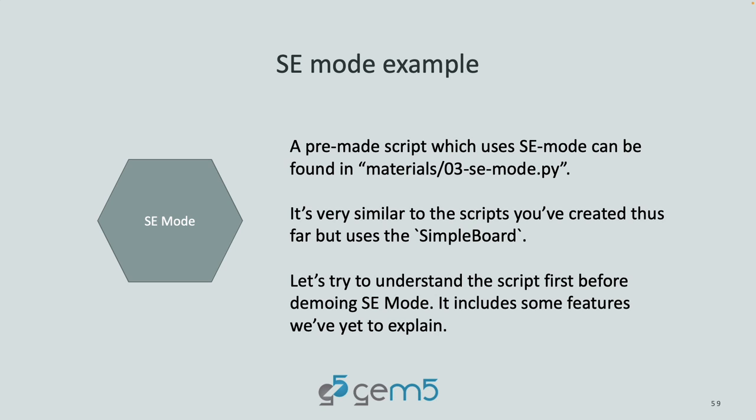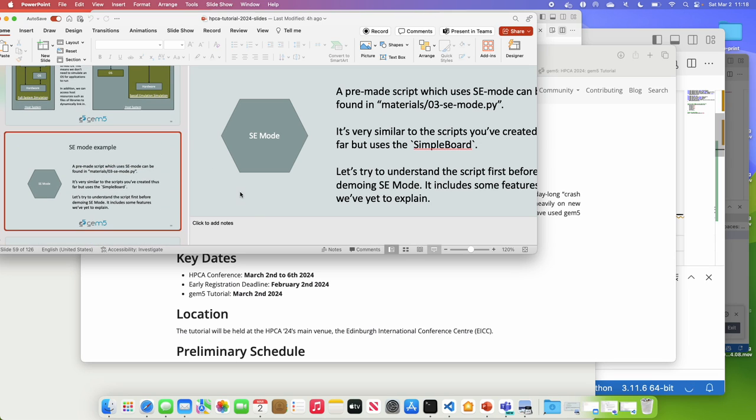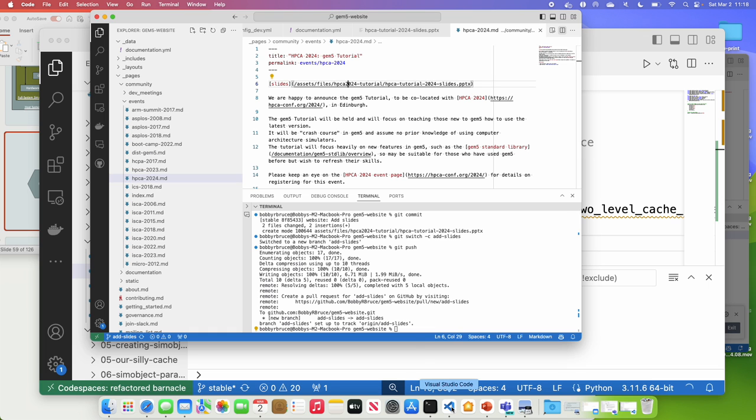So I just provided this for you because it would be a pain for you to code up. In materials, this is 03, x-se-mode. It's very similar to the other scripts you've had, but it uses this simple board. I wish I hadn't called it simple board, but it is pretty much the SE board. And it's simple because I guess it doesn't have to worry about having an OS. Let's go through this script line by line. I'll just exit this. You should see that it's fairly straightforward. It's probably going to be one of those simple things you go through.